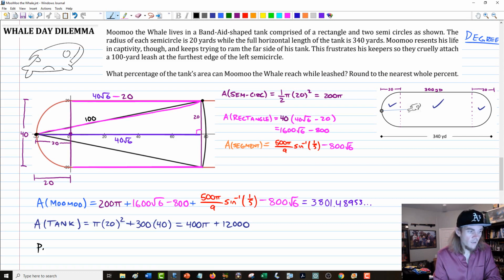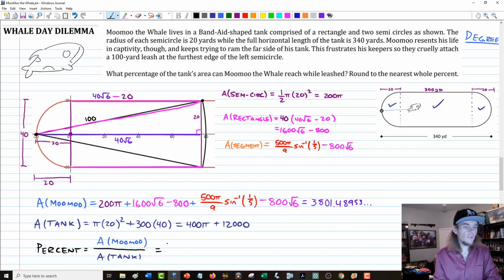So the percentage that we're looking for, and we want to write it rounded to the nearest percent, so we'll do this as a decimal first, and then we'll just make the conversion. That percent is going to be the ratio of two things, as you know. It's going to be the area that Moo can access, the area that we found earlier, that 3,801, divided by the area of the entire tank. And then we can check to see whether this is within regulation, which I doubt it is, but who knows.